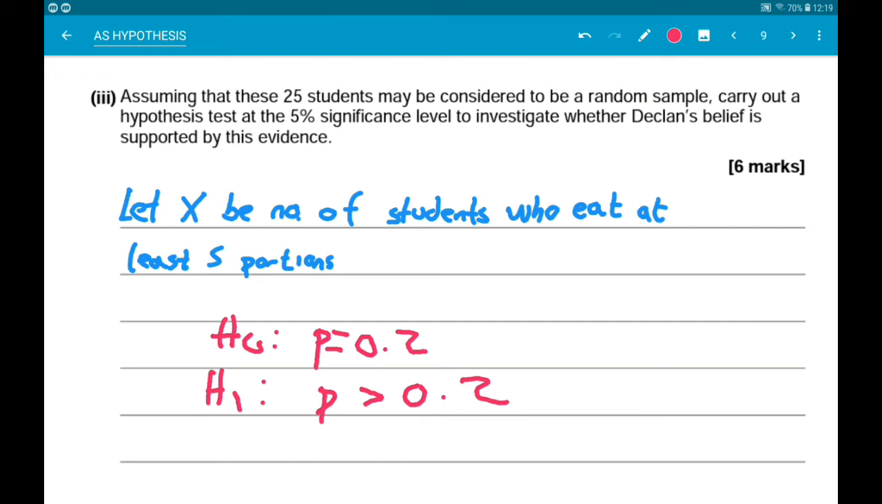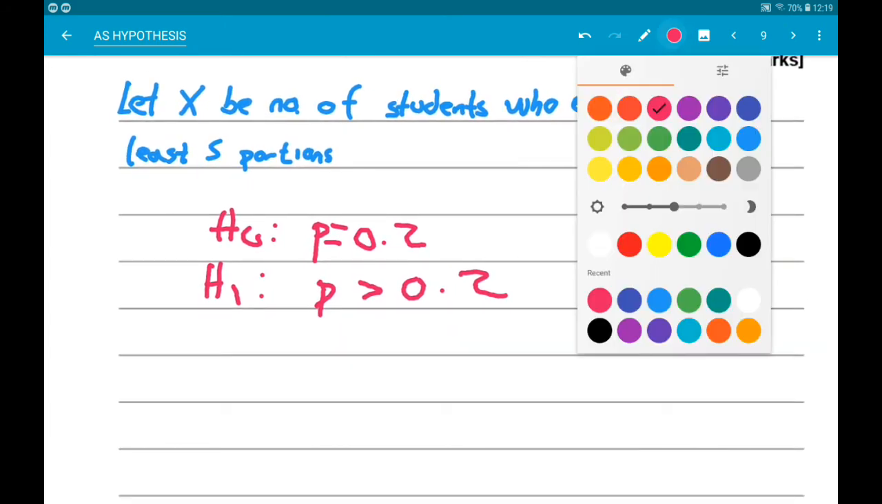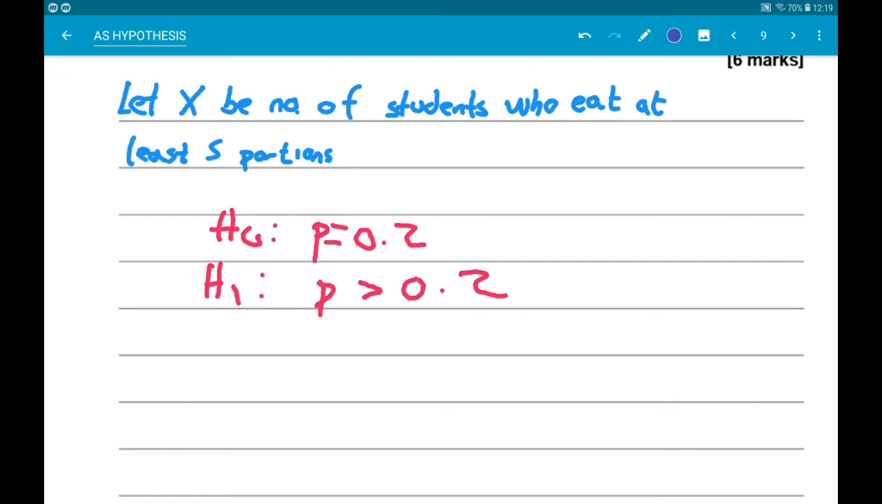Okay then, next set up the distribution under H0. So, under H0, X is binomially distributed. Now our sample size is 25 and our proportion is 0.2.